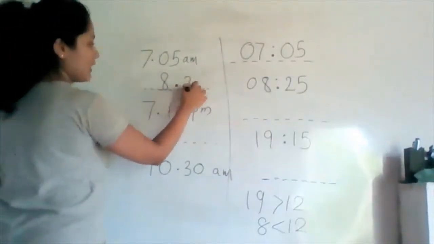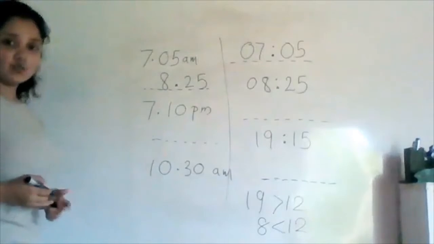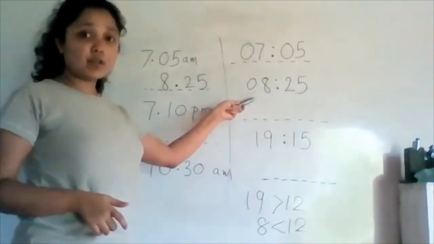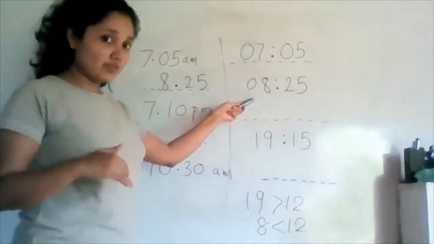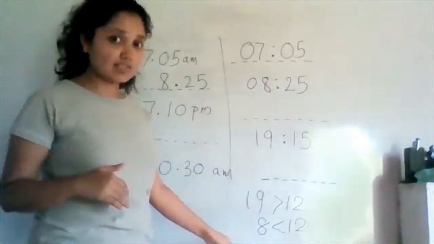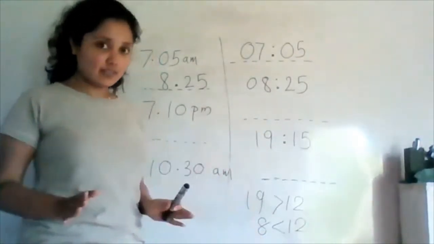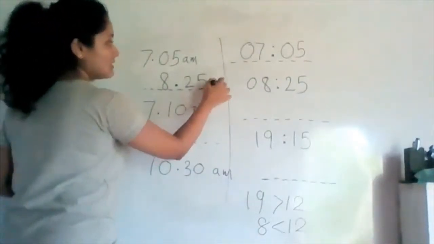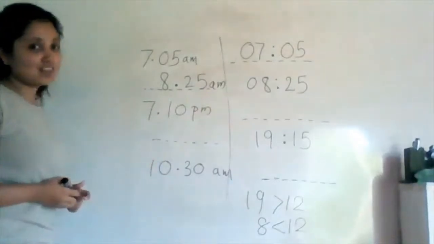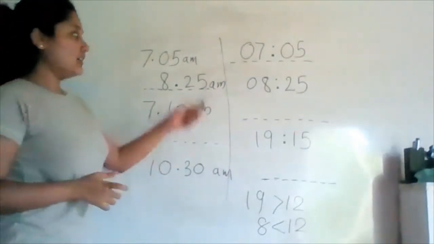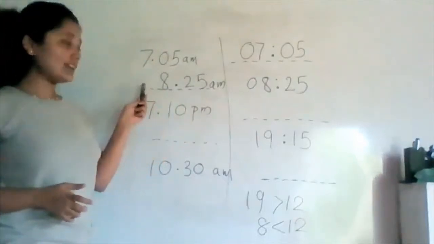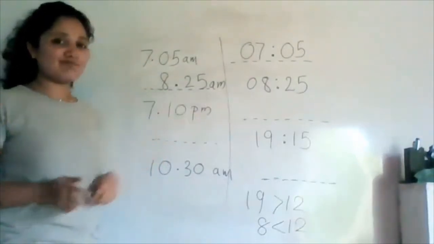So there are 25 minutes. So we have to reduce this one. And the most important thing, if the number of hours is less than 12, here you can see the number of hours is less than 12. If it is so, the time is always AM. That is very simple. Now the time is 8:25 AM. So the answer for the next blank is 8:25 AM.